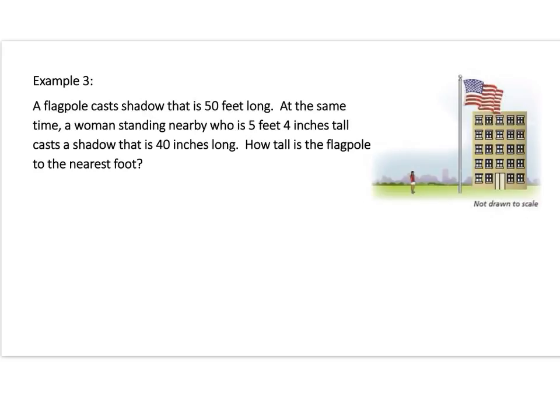All right, and then our last example we'll look at together is a real-world example. We have a flagpole that casts a shadow that is 50 feet long. At the same time, a woman standing nearby who is 5 feet 4 inches tall casts a shadow that is 40 inches long. How tall is the flagpole to the nearest foot?